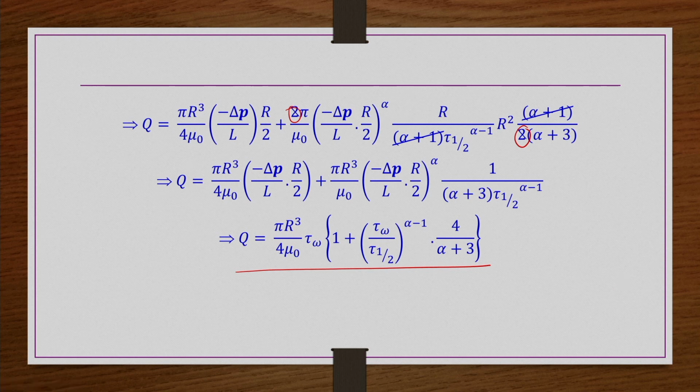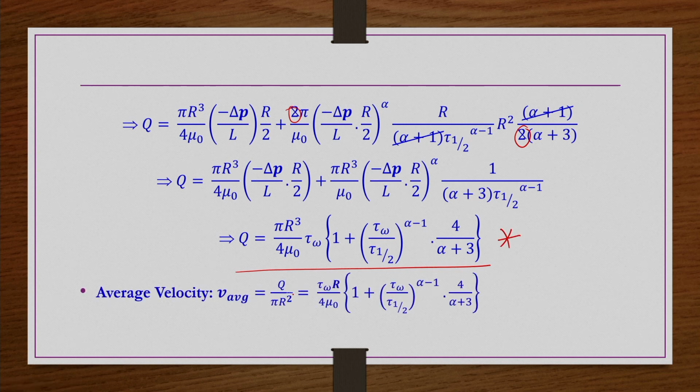So if the volumetric flow rate is known, the average velocity can be found out by dividing the volumetric flow rate by the cross section area of the pipe. So pi R square, Q by pi R square, if you do, you get tau w R by 4 mu naught multiplied by 1 plus tau w by tau of, whole power alpha minus 1, 4 by alpha plus 3. This is the average velocity. So now we have the volumetric flow rate and average velocity, in addition to the velocity distribution and maximum velocity. Almost everything we got except the friction factor. So we try to do some simplification to get the friction factor as well.